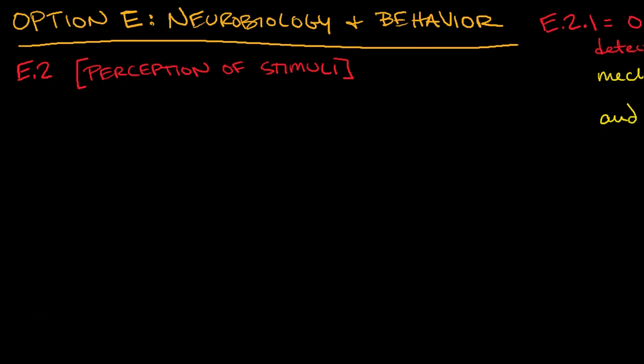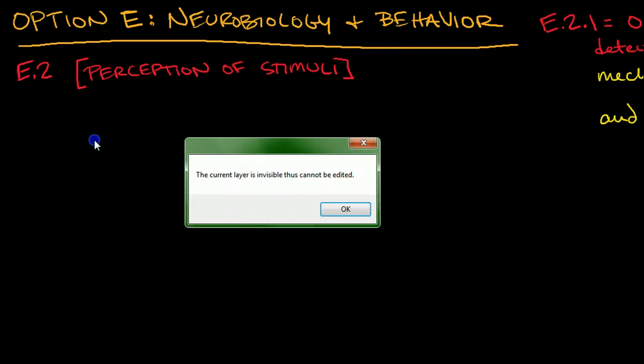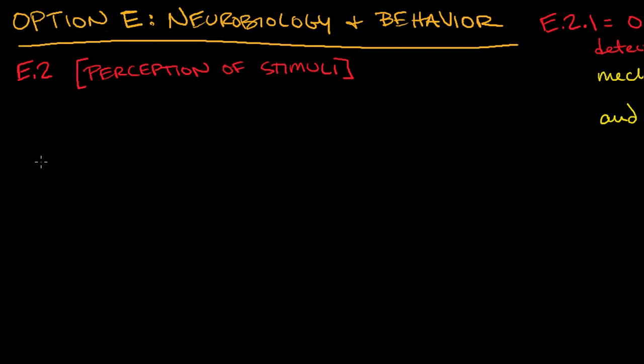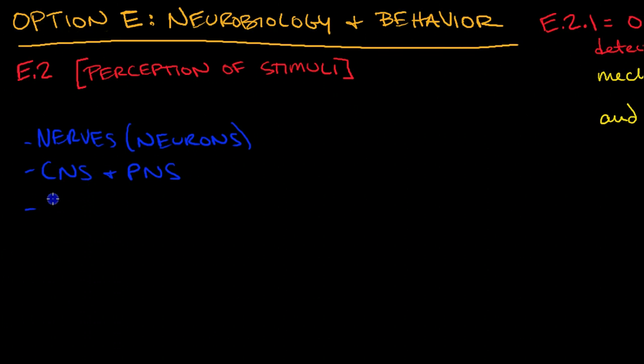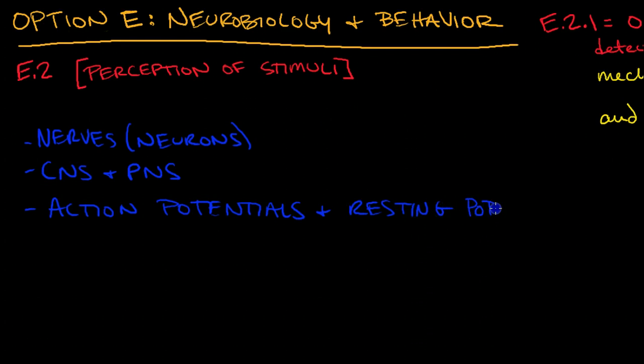So just as a quick reminder, a couple of things that you should review before really moving forward are our nerves or neurons, the central nervous system and the peripheral nervous system, action potentials, and resting potential.